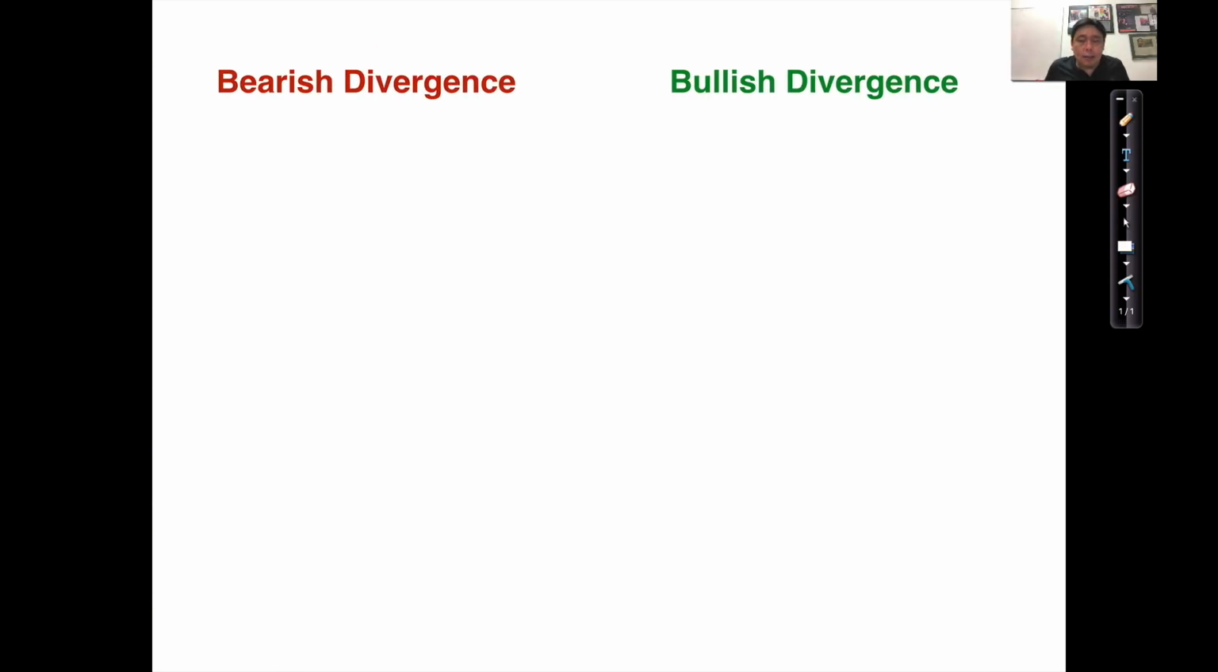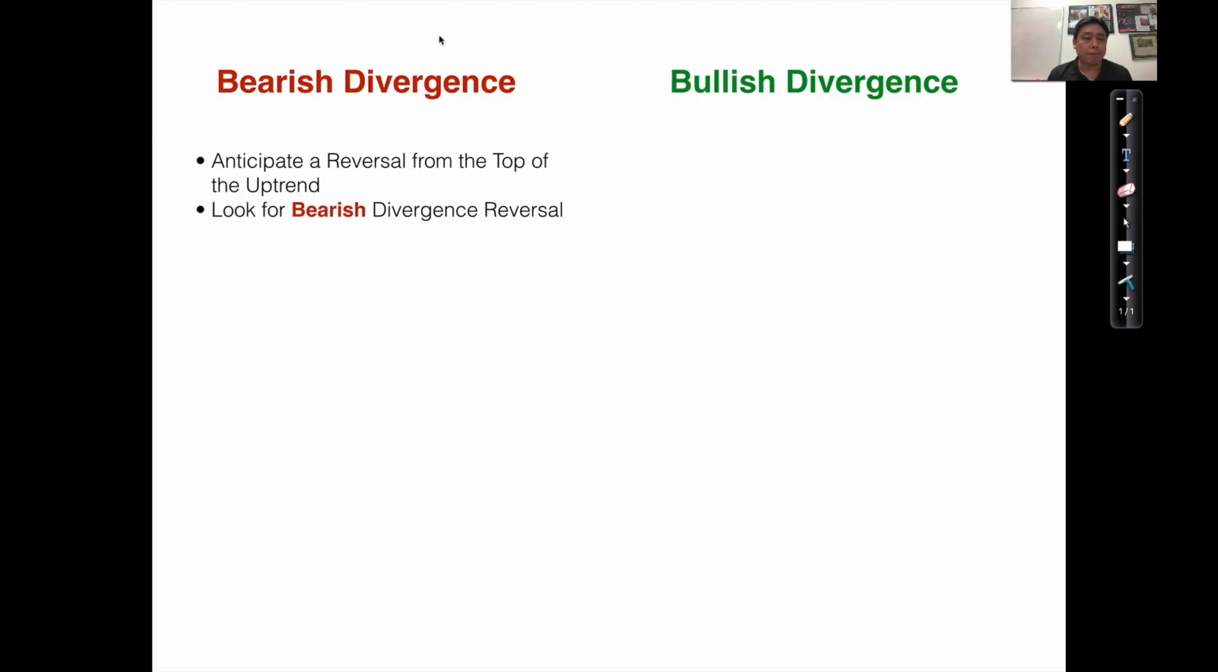Now, there are many types of divergence, but for the purpose of this lesson, we're going to just focus on two of them, which are the normal bearish divergence and the bullish divergence. Just two, that's it. Bearish divergence is what we use to anticipate a reversal from the top of an uptrend.